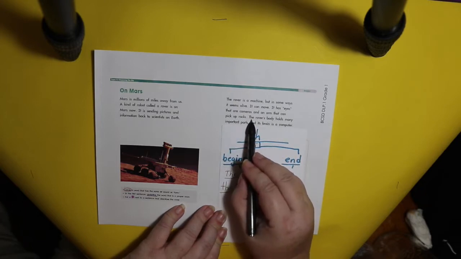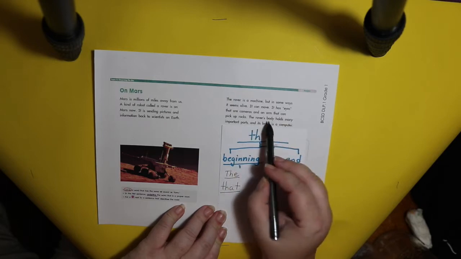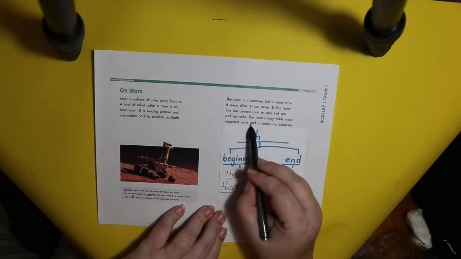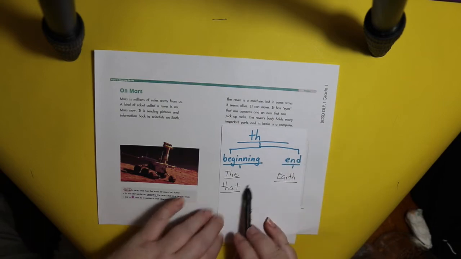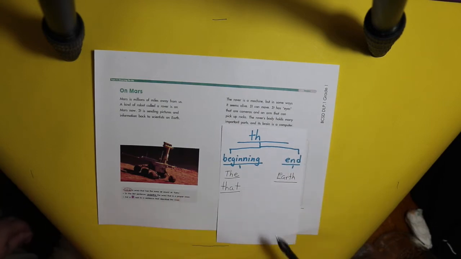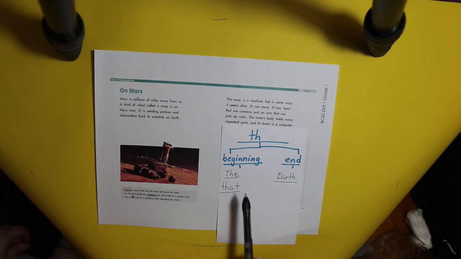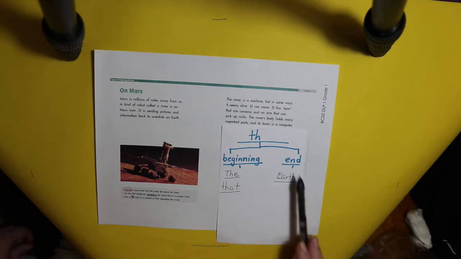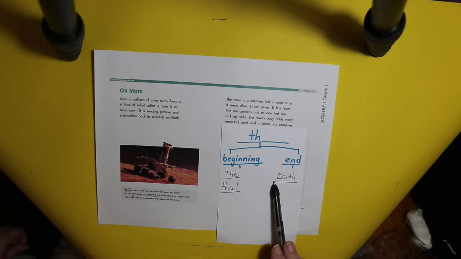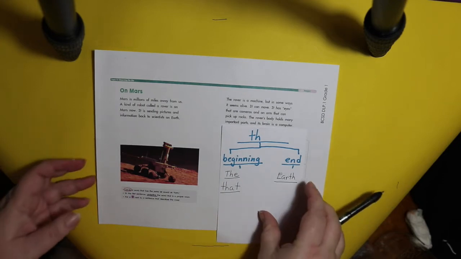We wrote this one down. What is this one? The. Okay, so there's not a lot of words in this one with TH, but let's look at these again. So at the beginning, we had what two words? The, that. And at the end of the word, we had Earth. All right, so we are done with this part of our reading passage.